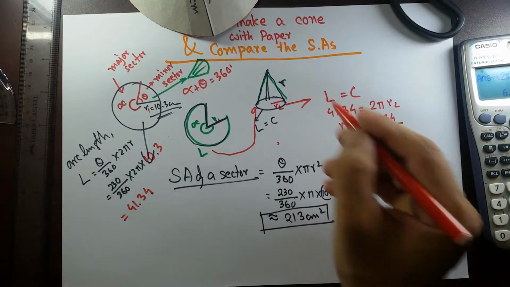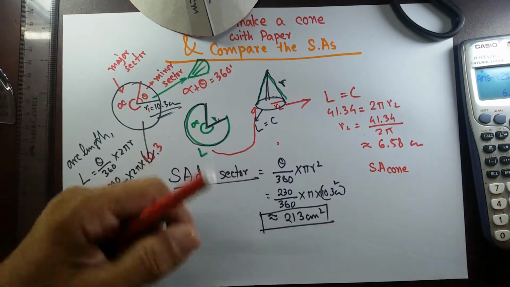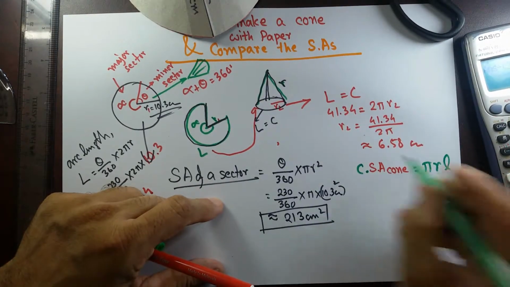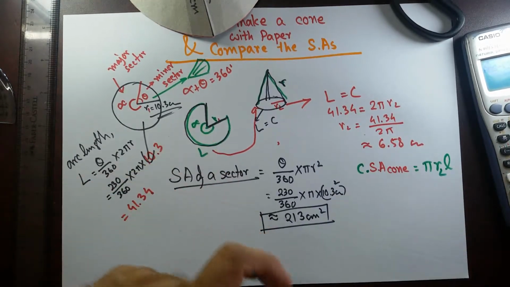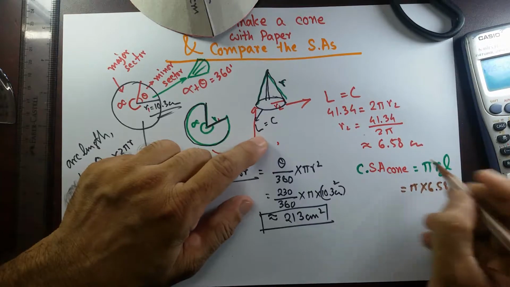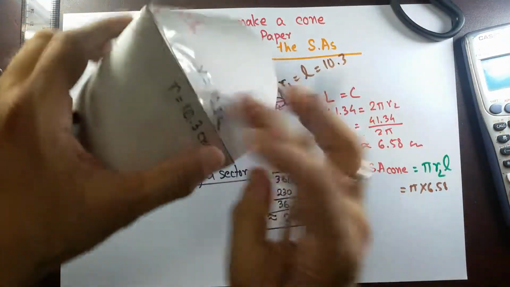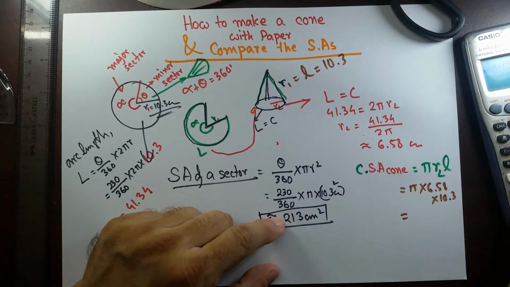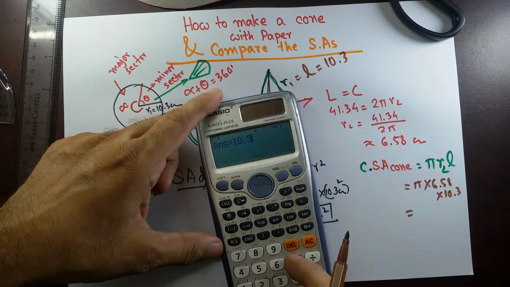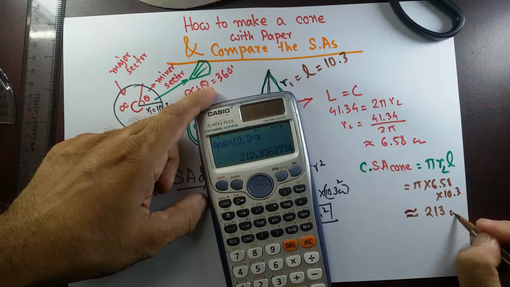Now if you remember the surface area of a cone, and this is not the total surface area, this is the curved surface area. The formula is pi r l. Here we are not going to use this R, we are going to use this R. So I have pi, and r2 is 6.58, and l is this r1, which equals my slant height, 10.3. So 6.58 times 10.3 times pi, and we got approximately 213 square centimeter.